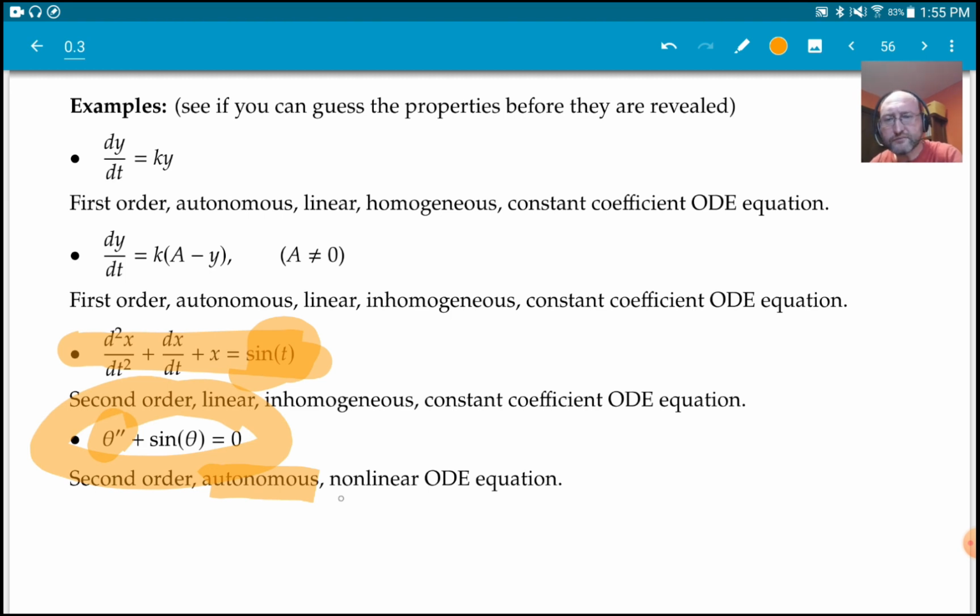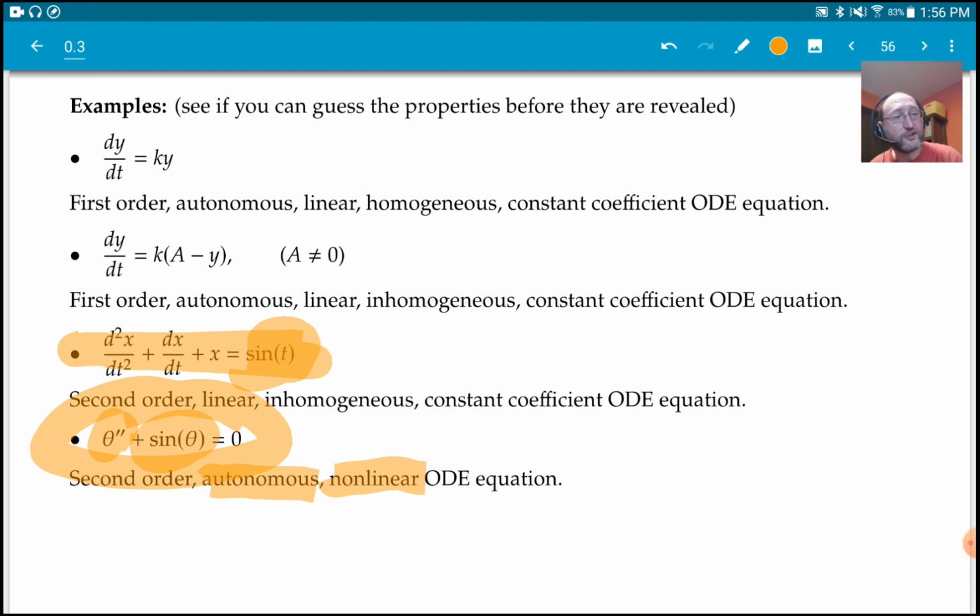It's nonlinear, however, right? There's a sine of theta. Theta is the dependent variable, and we have a sine of theta, right? So it does not appear linearly, right? That actually makes this equation a lot harder to solve. We'll first look at this equation.